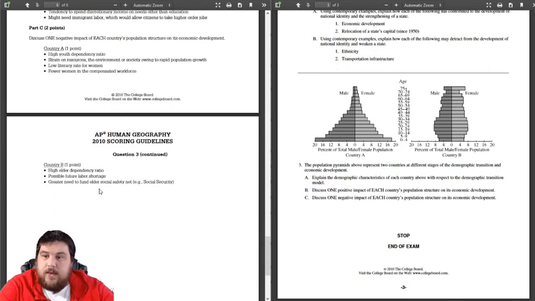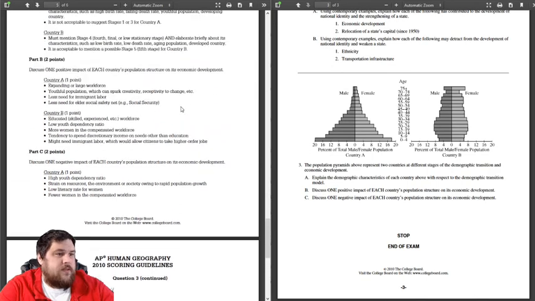And in country B, high elderly dependency ratio, so as people become older, they have to be taken care of. A possible labor shortage in the future because you're missing that young workforce. And they're going to need to fund that elderly population, so with things like Social Security.